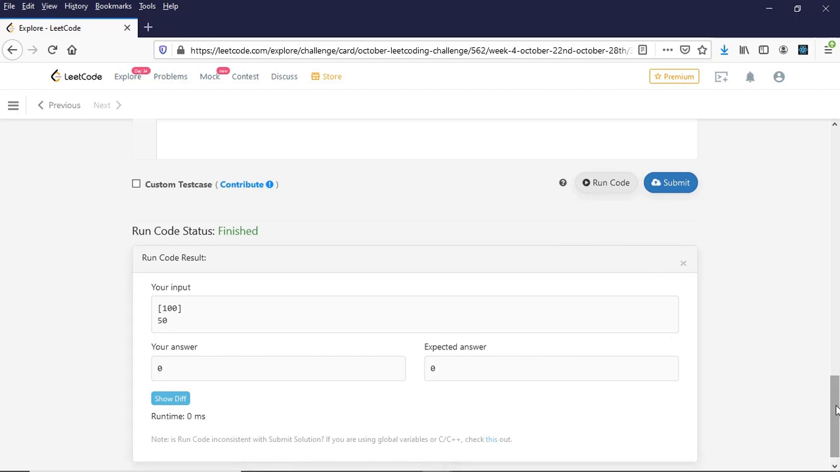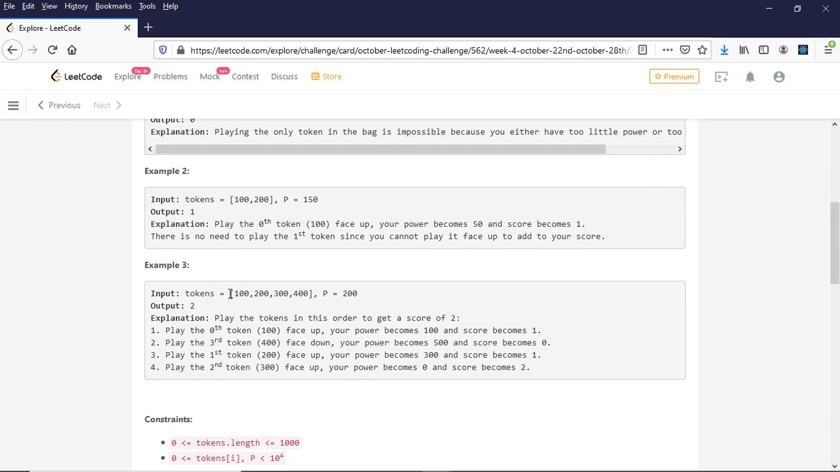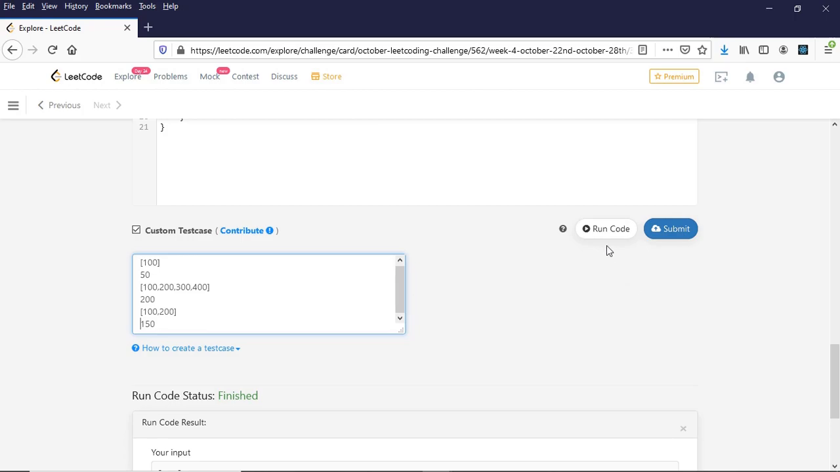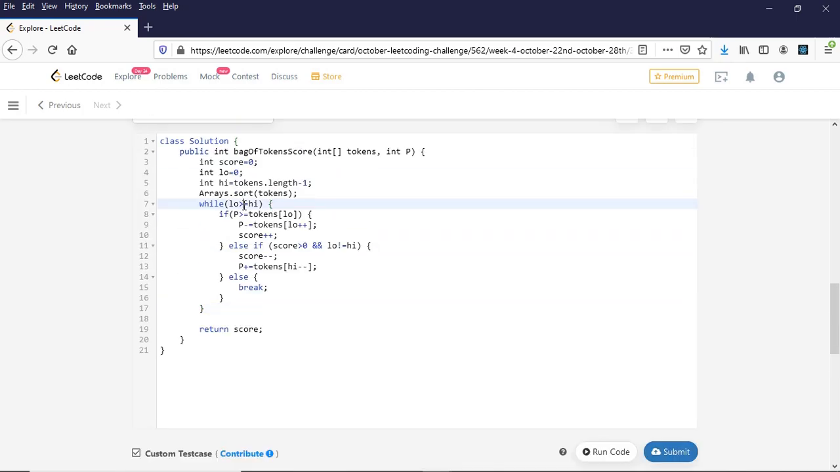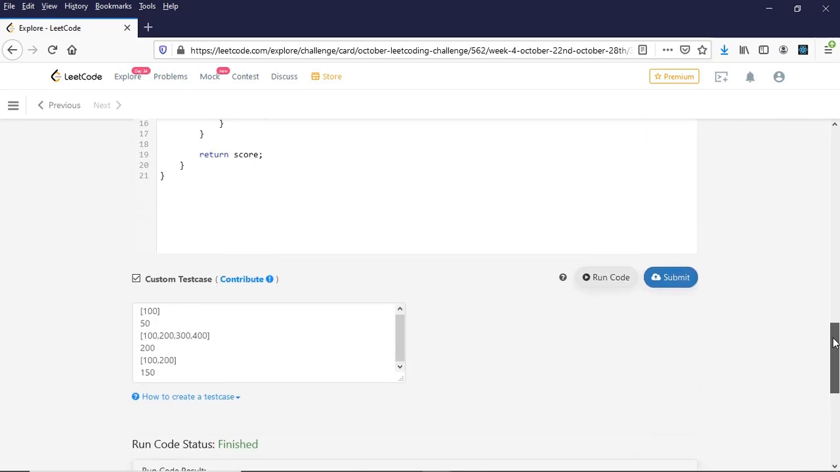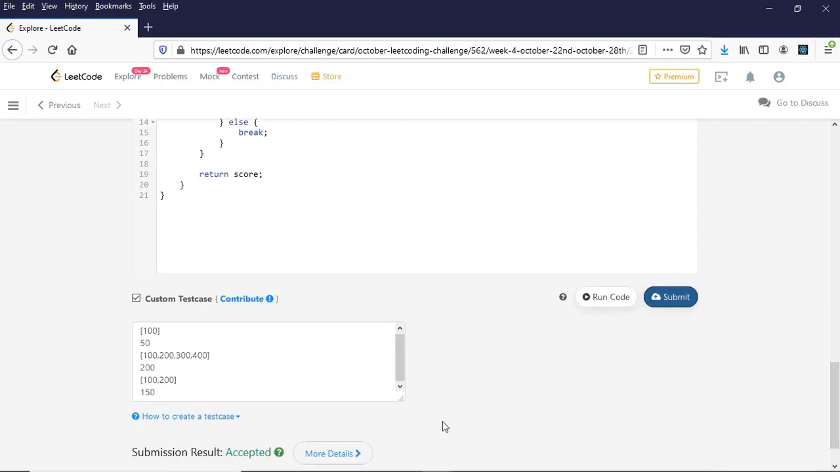Okay, this is fine. Let me take example 3 and 2 as well. Okay, so now let's run this. Here answer is 0, where the expected answer was 0 to 1. Oh, here it should be low is less than or equal to high. Let's check the answer. Yeah, now it's working as expected. Let's submit this code and the code is accepted.